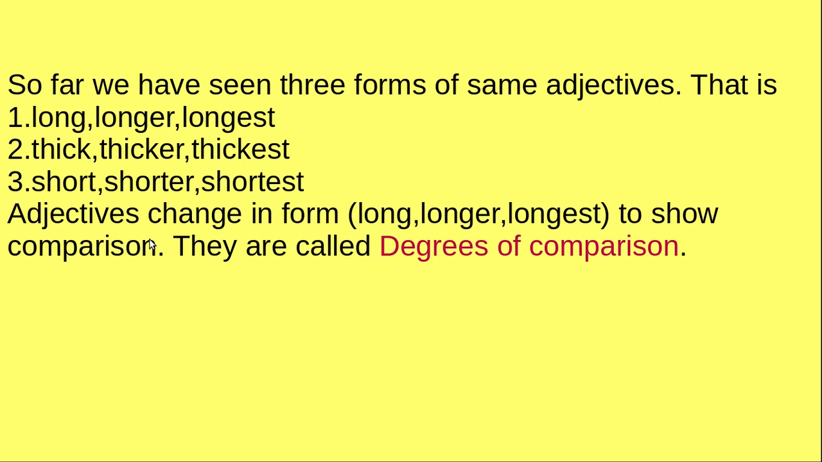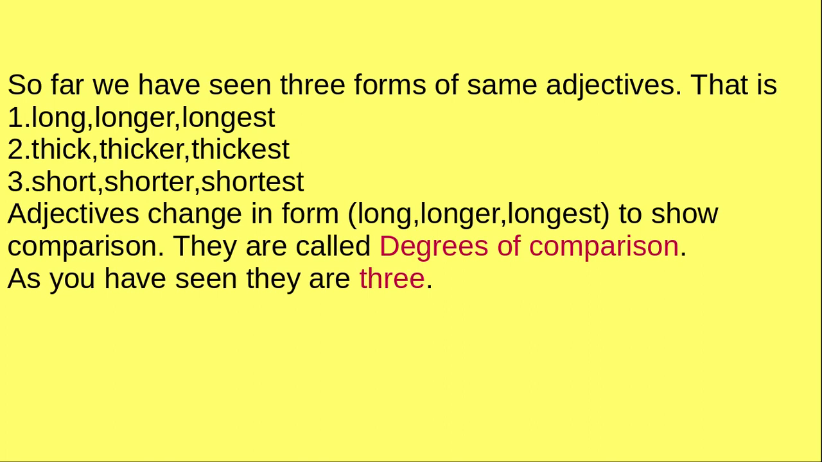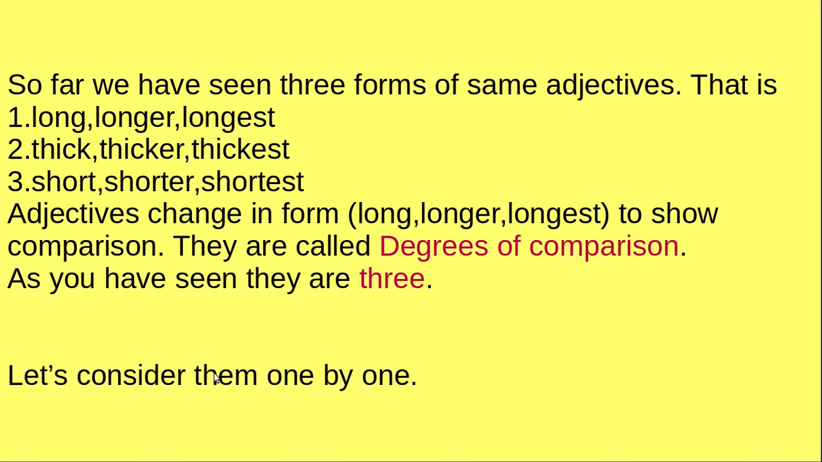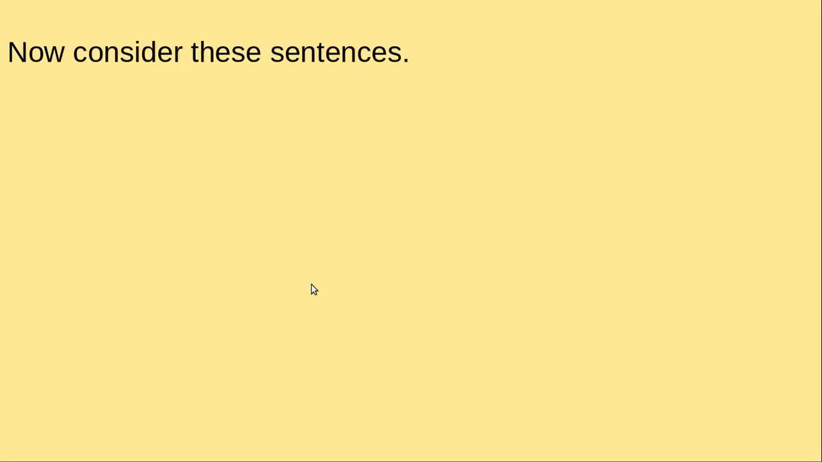Adjectives change in form just as long, longer, and longest to show comparison. They are called degrees of comparison. And what is degrees of comparison? The adjectives change in form to show comparison. Those forms are called degrees of comparison. Okay, right, shall we move on? As you have seen, there are three degrees of comparison. Let us consider them one by one.